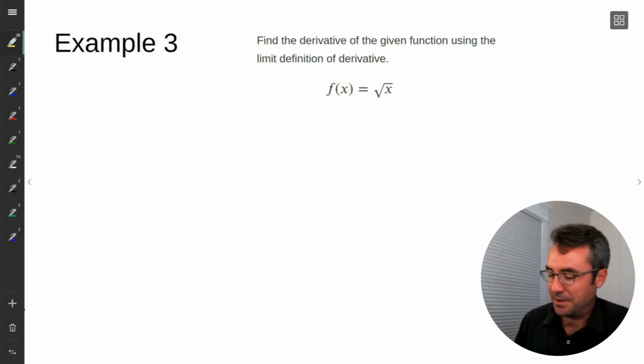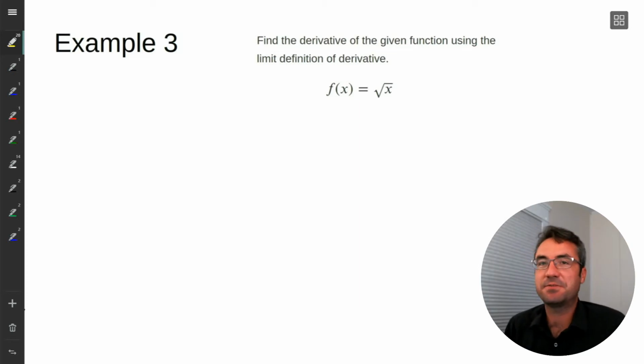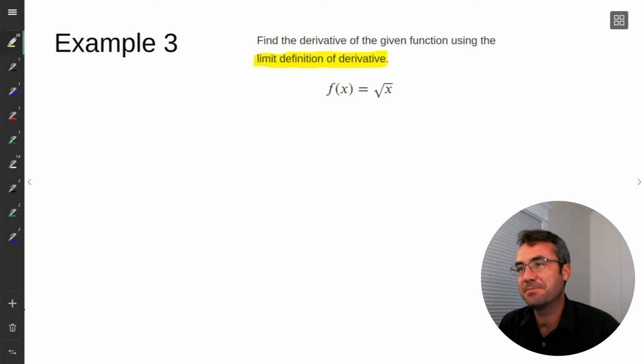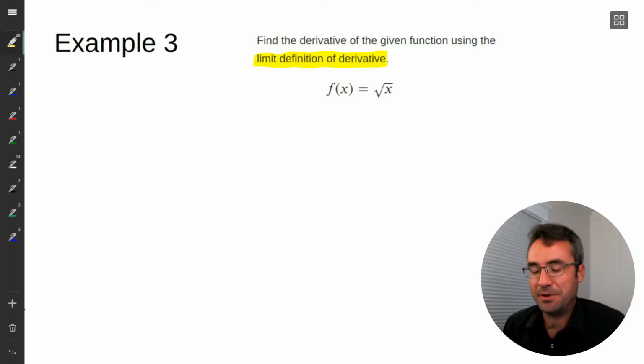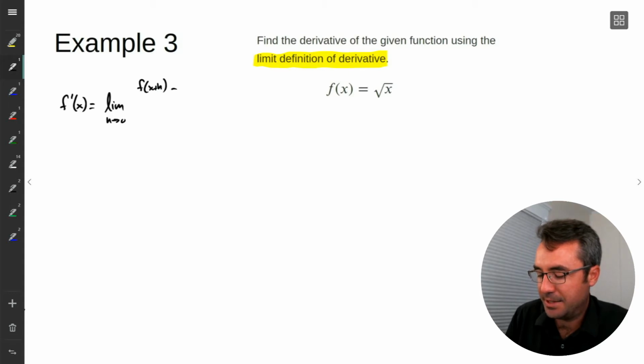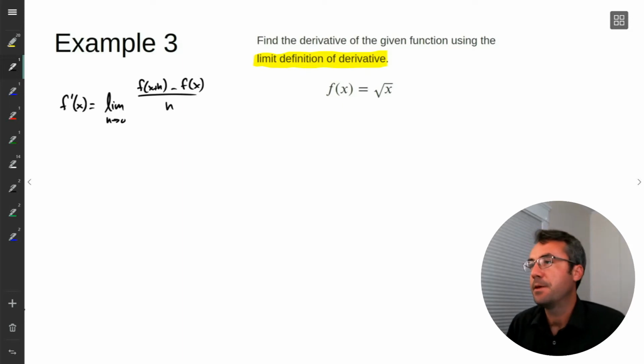And we're going to calculate, given this function square root x, the limit definition of its derivative. So first thing, we see this phrasing here, limit definition of derivative. What does that mean? Let's write down the definition. So f prime of x is equal to the limit, as h goes to 0, of f of x plus h minus f of x all over h. There's our limit definition of derivative.